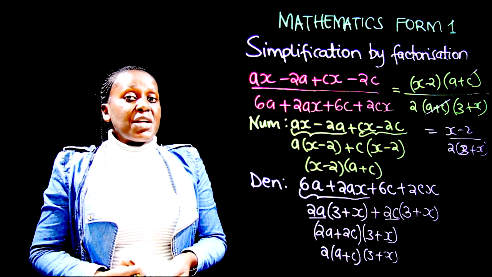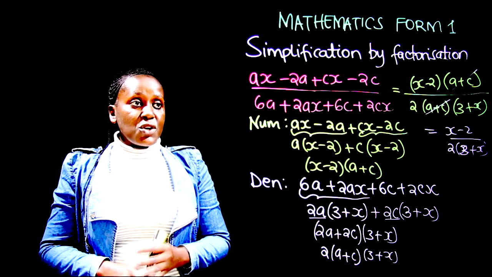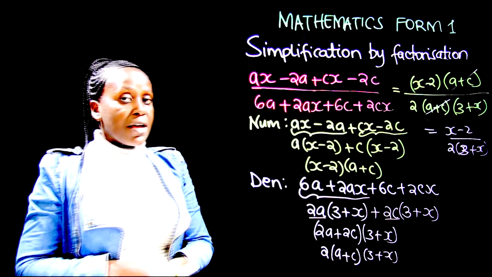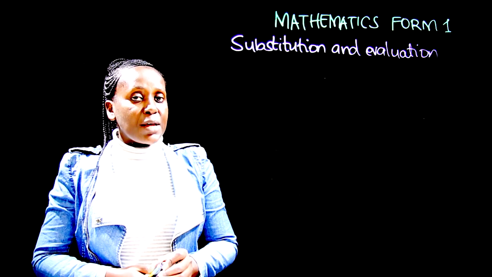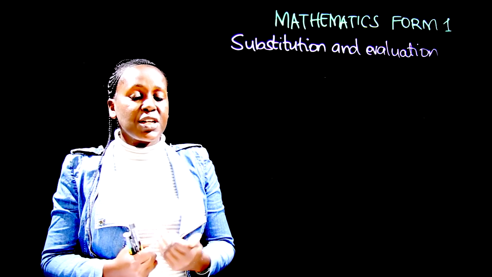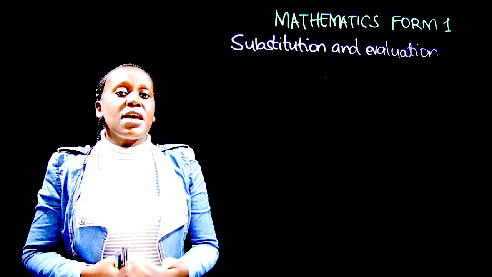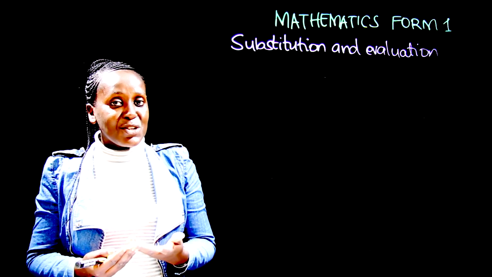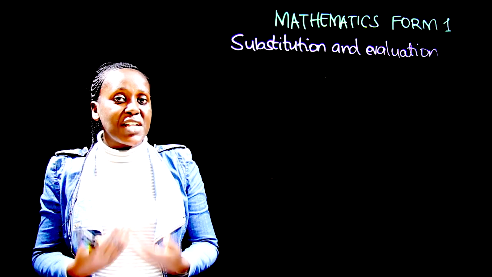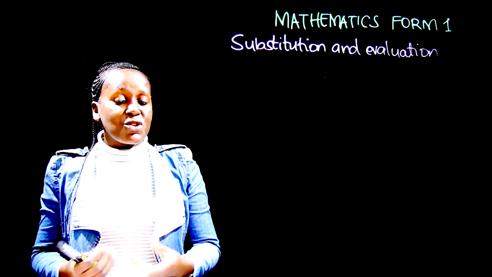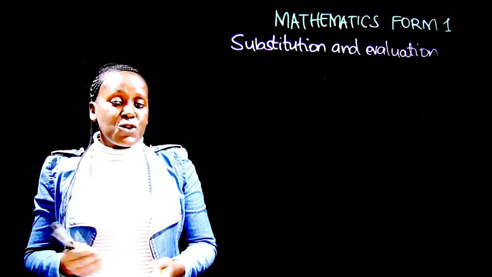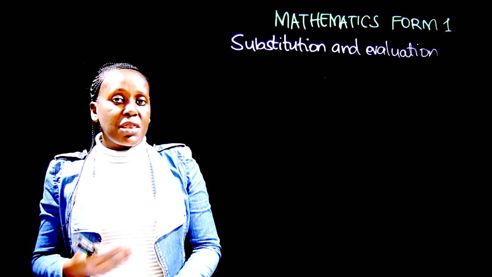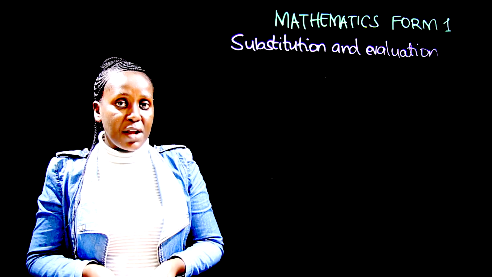Now the next subtopic that you're going to look at is substitution. How do we substitute values in an algebraic expression? So what is to substitute? To substitute is to use one thing in place of another. You can substitute meat with vegetables. You know, if you're taking ugali and there's no meat, you can decide to use vegetables. So you substitute vegetables with meat, or the other way around.